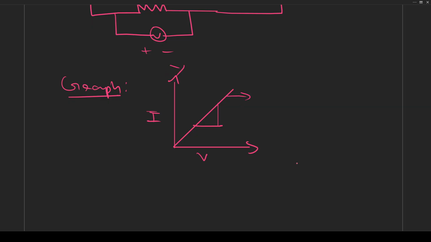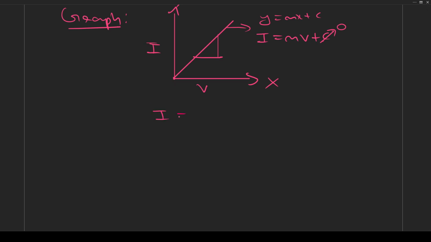Okay, I'll write the equation here. Since this is the y-axis, this is the x-axis, the equation, if we compare it to y equals mx plus c, the equation we should get is I equals mV plus c, and c, the y-intercept, is starting from origin, so we can consider it as 0. Then we will get I equals m into V. M is the slope, I is current, V is voltage or potential.